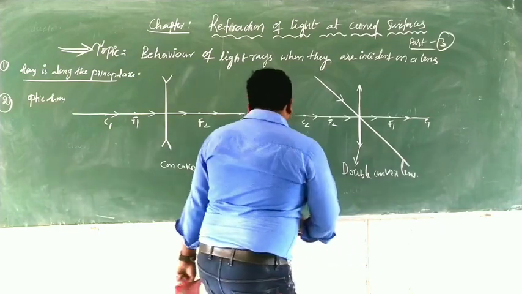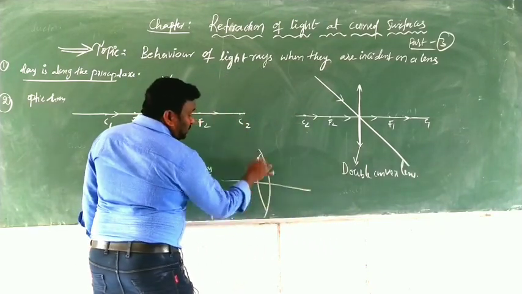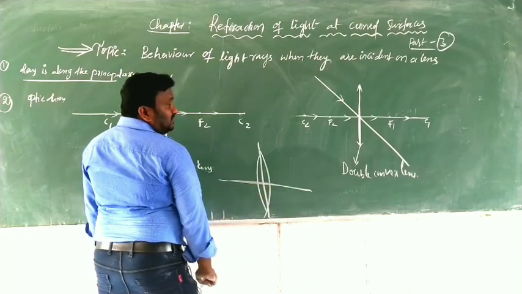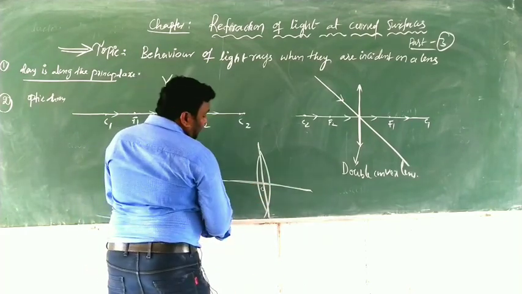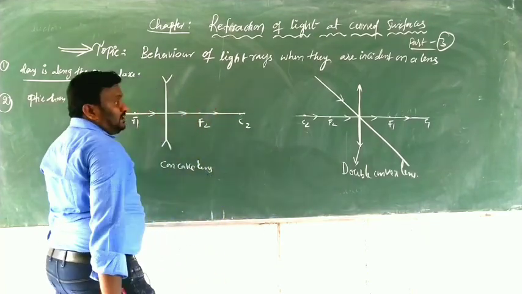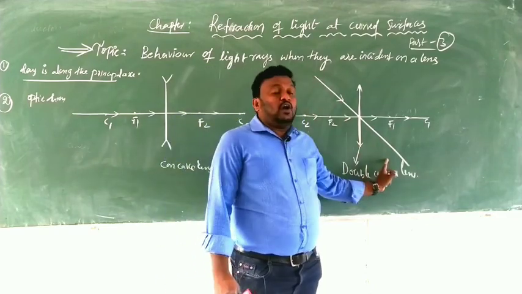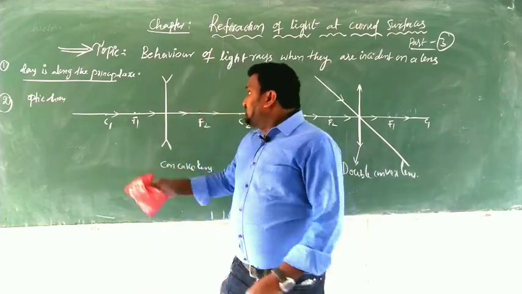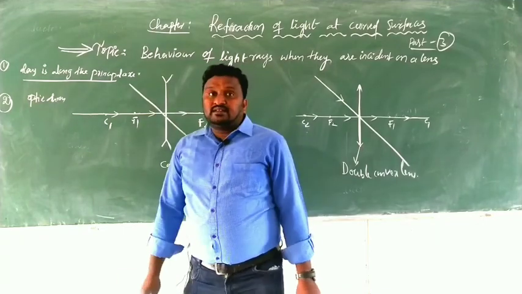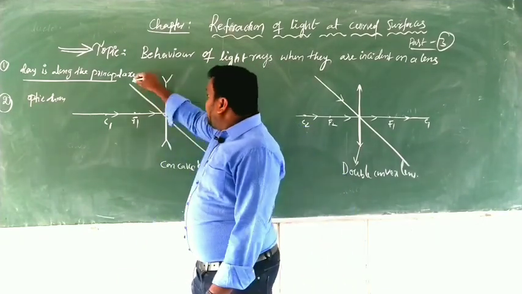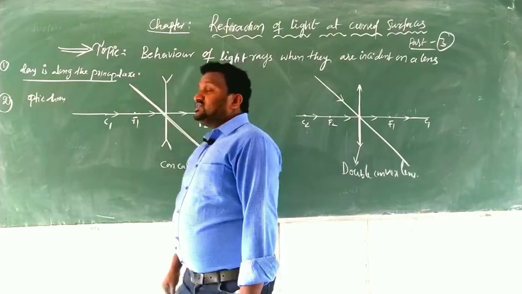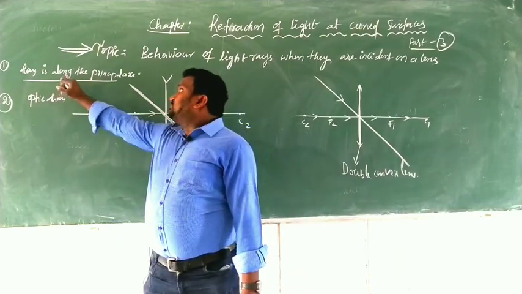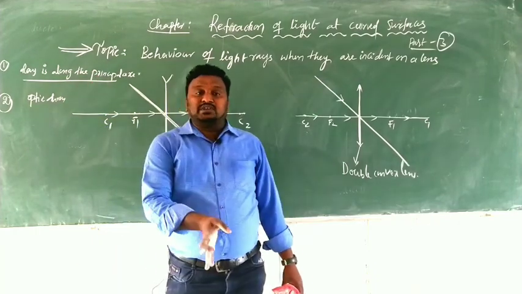This is the biconvex lens. This is the optic axis, and this is the principal axis. Where they intersect, that point is nothing but the optic center. Clear? When the light is moving through the optic center, the refracted ray is undeviated. Here also there is no deviation. This is the second rule. These two you have to remember: when the ray is passing along the principal axis or through the optic center, there is no deviation for the light rays.